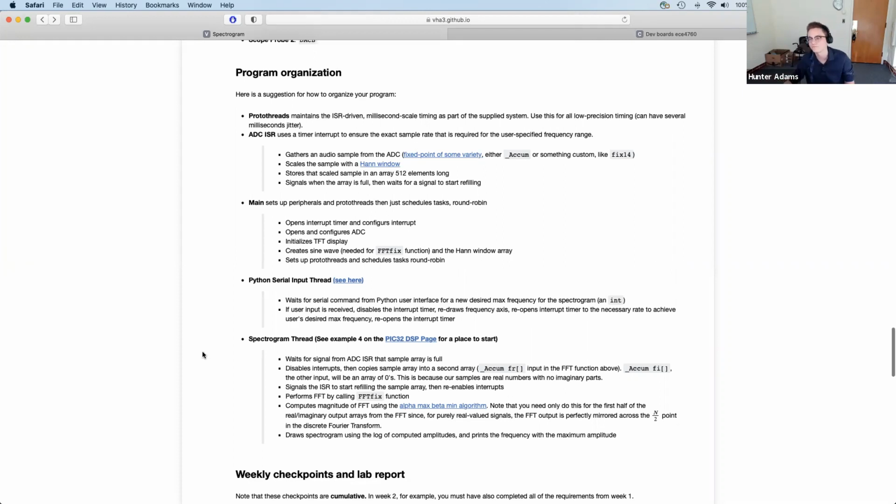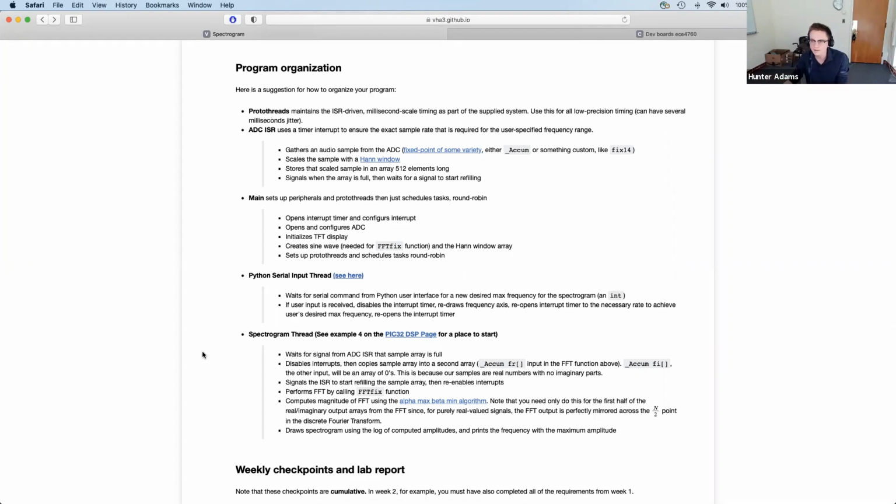But here's a suggestion. You might consider setting this up such that you have one interrupt service routine that would be configured with a timer interrupt. So you have some timer configured to overflow after a certain number of cycles. How often that overflows depends on the desired range of your spectrogram. Right?